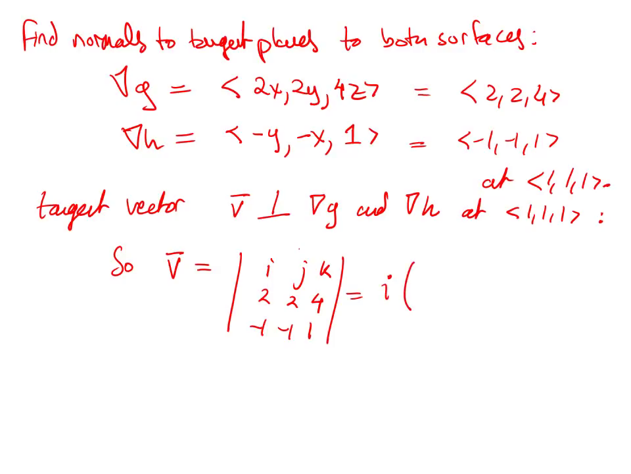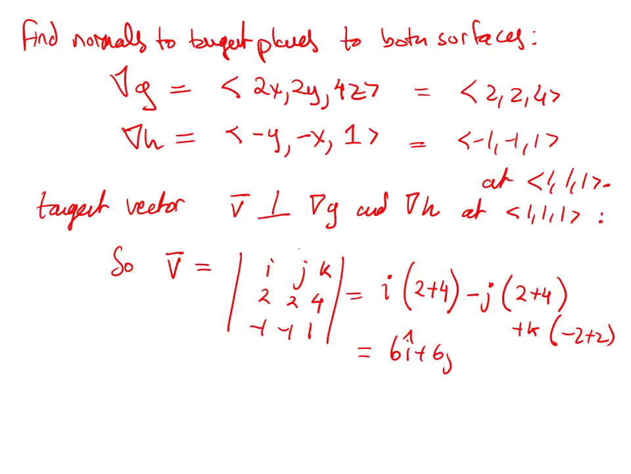So let's just calculate this. I'm going to get 2 plus 4 for i, minus j times 4, plus k times 2 plus 4 as well. No, I'm sorry, I've got this wrong. What am I doing? k is just minus 2 plus 2. So it's just a vector of 6i plus 6j. So that means that a tangent vector to the line at the point is 6i minus 6j.